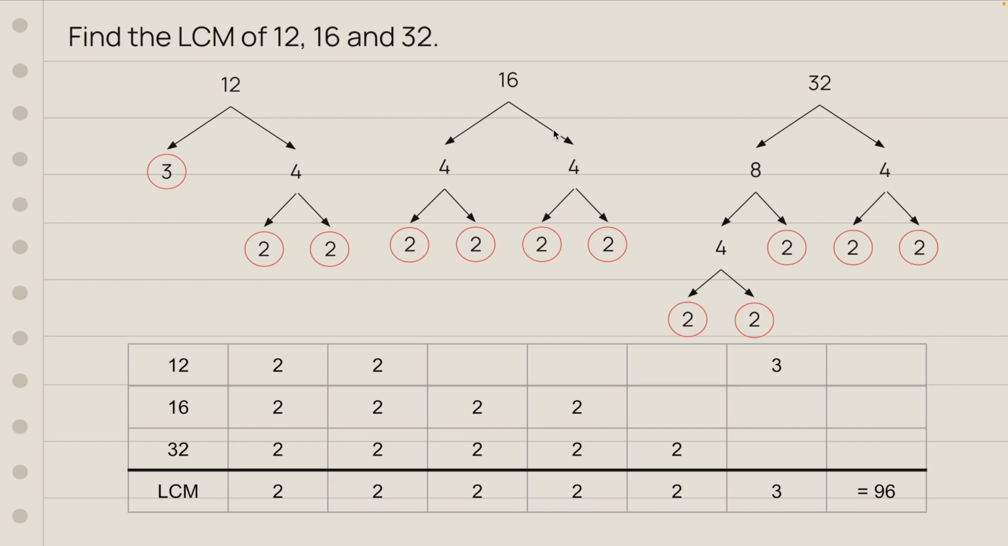So again, we do the factor trees, then we write them so that they line up in columns, write what is common, and multiply that together to get our lowest common multiple.